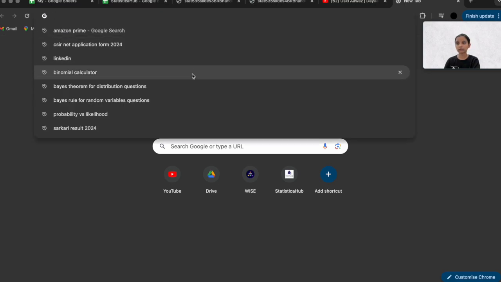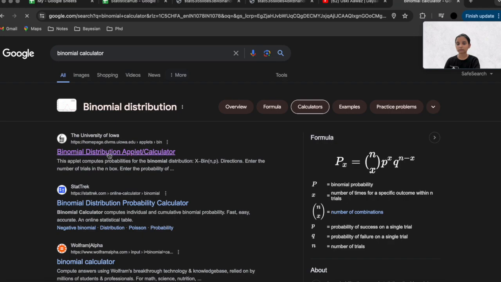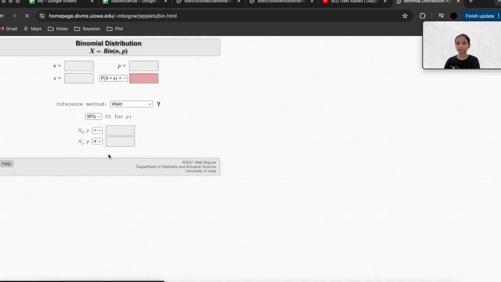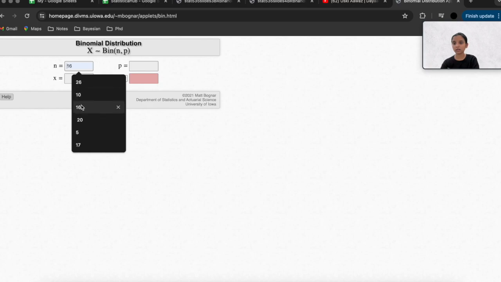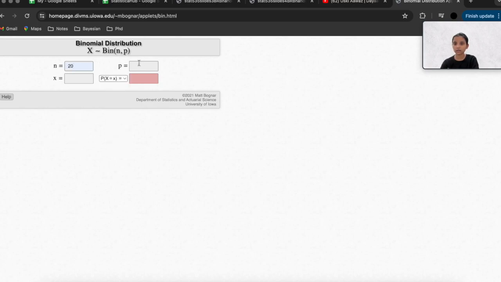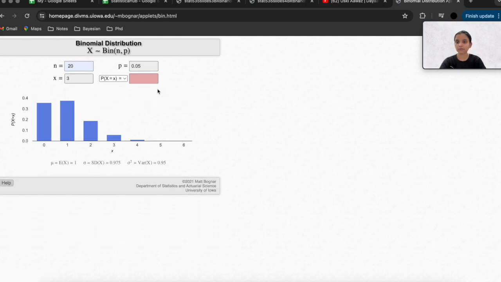Okay, so yes, my n is 20, p was 0.05, and for x equal to 3.